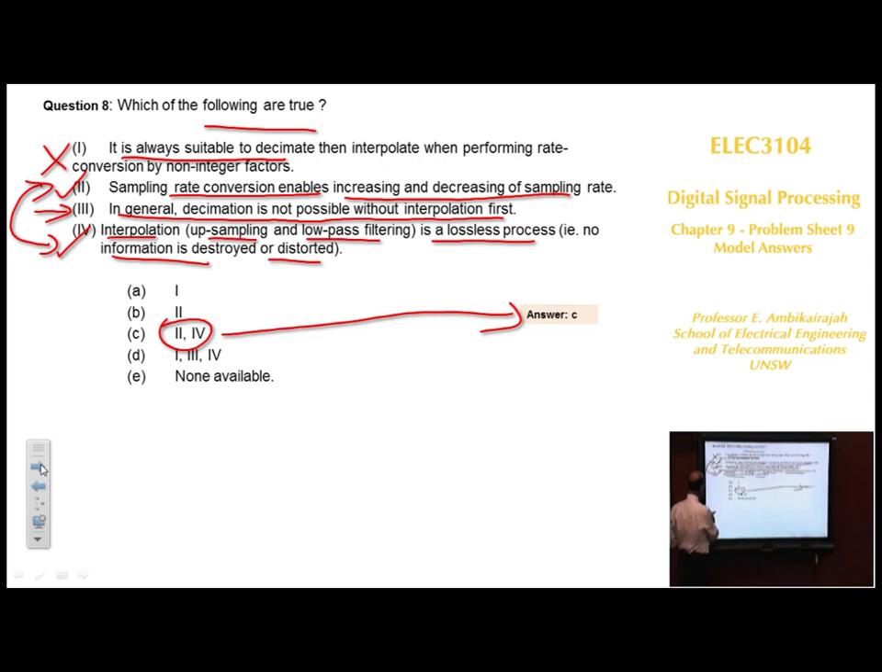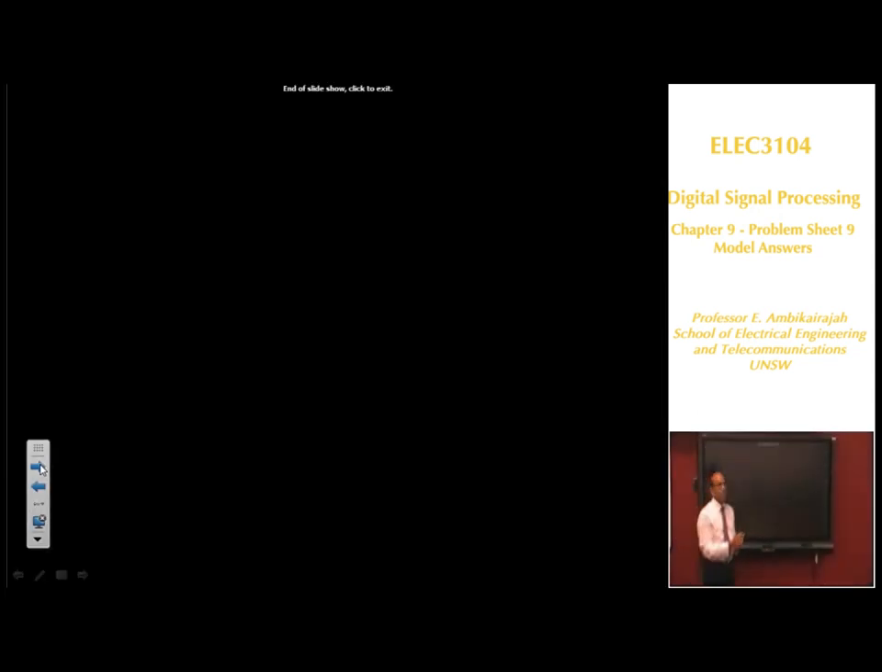Okay, I think that's all the chapter has on that one. I hope that you have understood this chapter. Try to do these questions again yourself and see whether you're able to draw the spectrum. Okay, thank you.